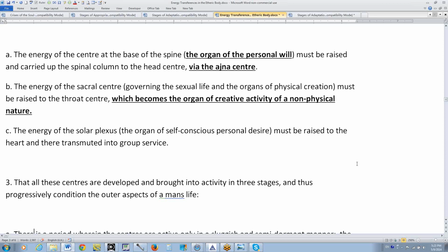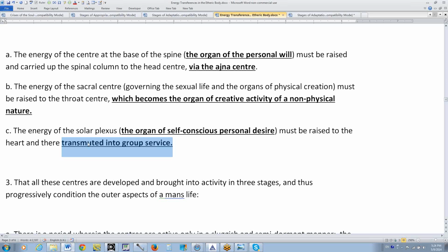The energy of the solar plexus, the organ of self-conscious personal desire. Okay, he does really describe these so well. Self-conscious personal desire. I believe I exist. I, who believe that I exist, want this or that. Must be raised to the heart and there transmuted into group service. So we see that when that energy is raised to the heart, certainly we're going to have that first initiation. We're going to have the initiation which is called response to group vibration.